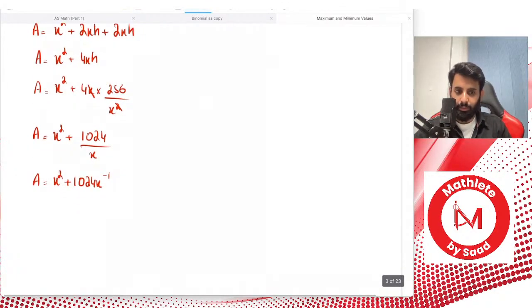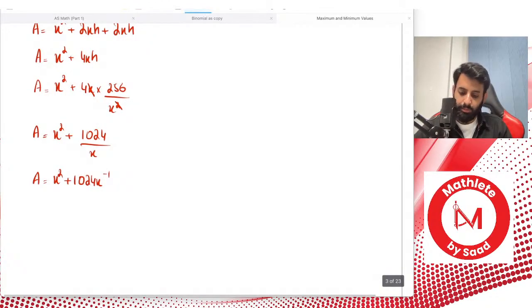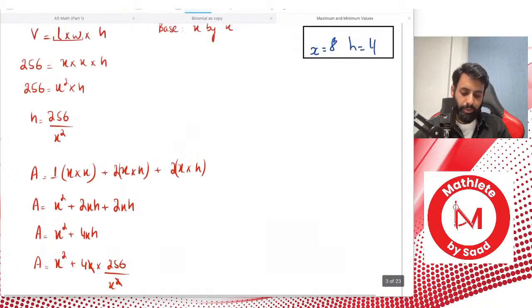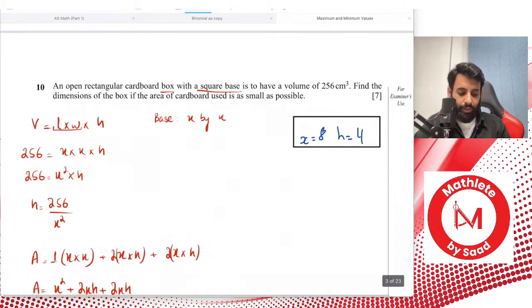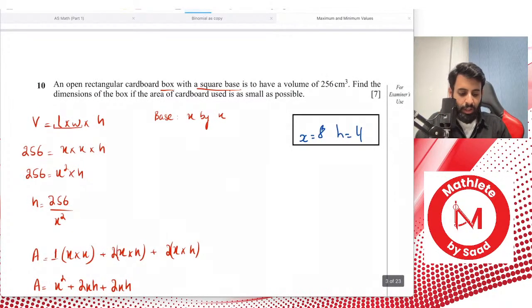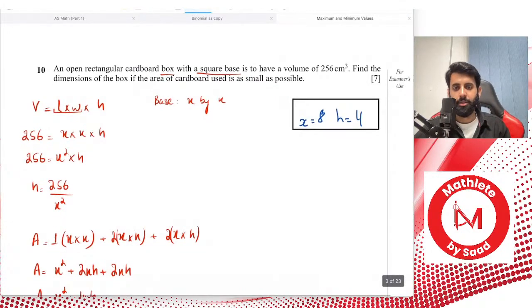And the next thing that we're going to do is set the derivative equal to 0. Why are we doing that, by the way? The reason is that you want the area of the cardboard used to be as small as possible. So that's like saying find the minimum value of A, and in order to find the minimum value of anything, you differentiate it and you set it equal to 0.